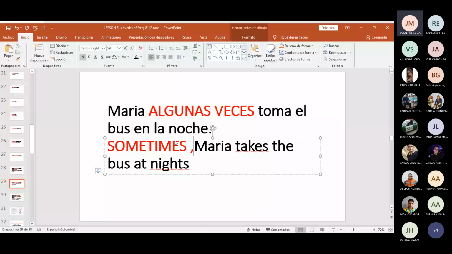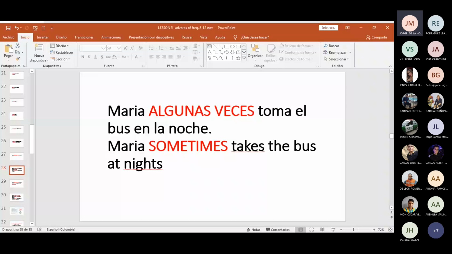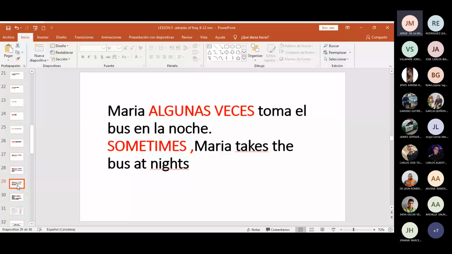So remember that there are two options. ¿Cuál se les recomienda a ustedes, student? Okay, sometimes Maria takes the bus at night, or maybe you can use the other one. Maria sometimes takes the bus at night. So it's your decision. What does the teacher recommend? Okay, the teacher recommends sometimes Maria takes the bus at night. Pero si usted quiere decir la otra forma, okay, no problem, because it's acceptable, students.